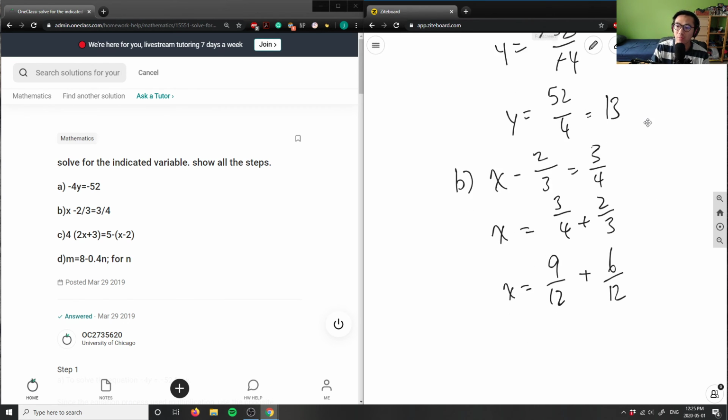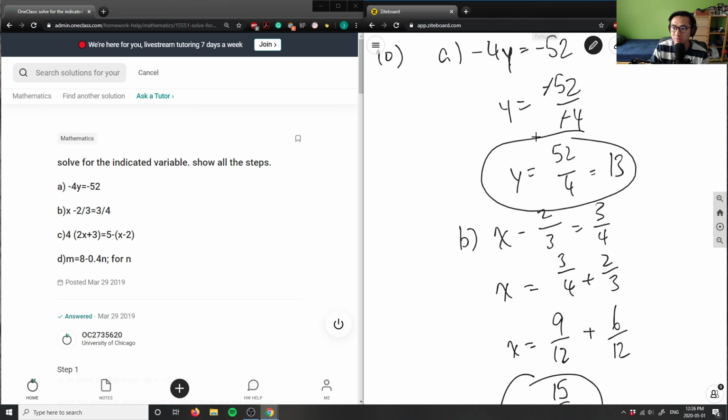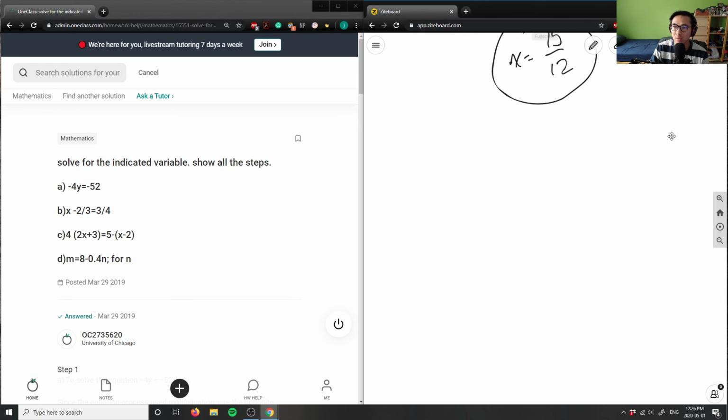So finally, I would have an answer: x would equal 6. 9 plus 6 here is 15 over 12. So that's my solution for B. Again, this was my solution for A. We can look at C now.